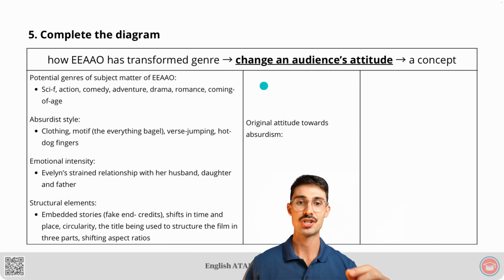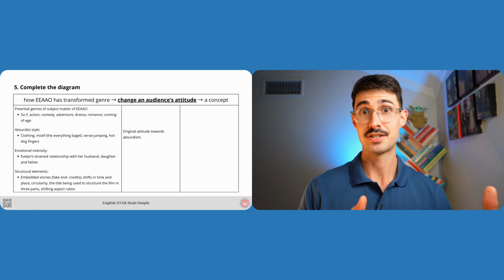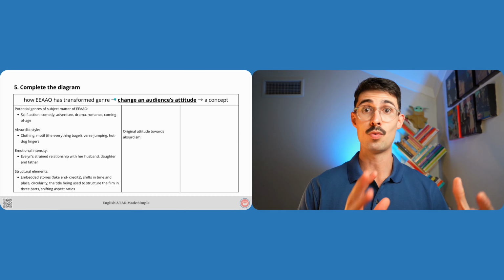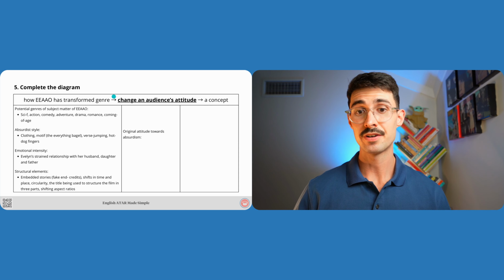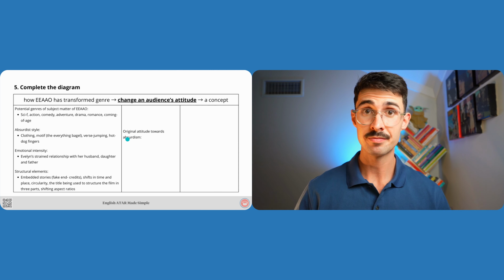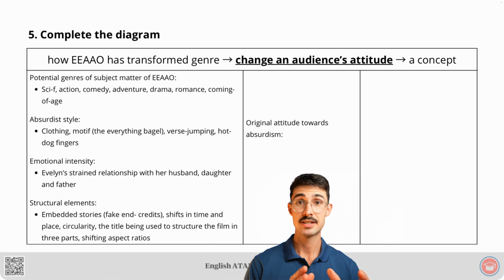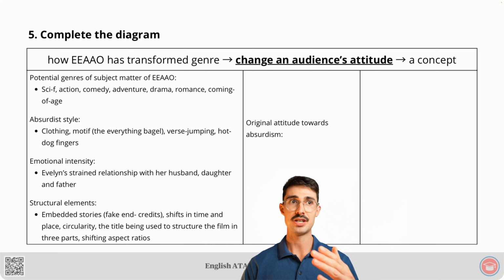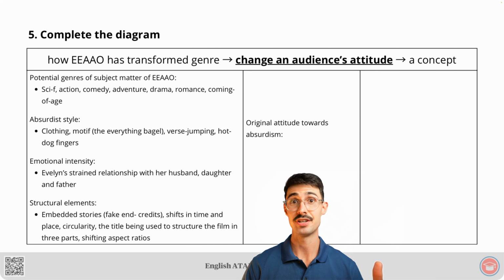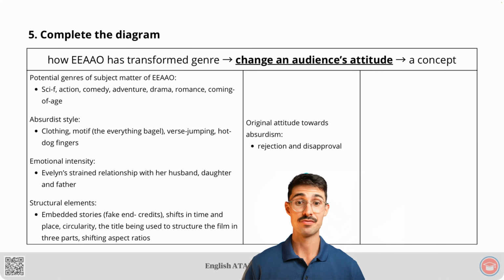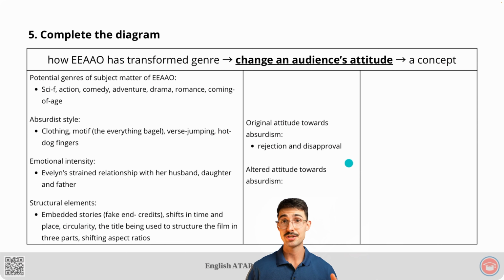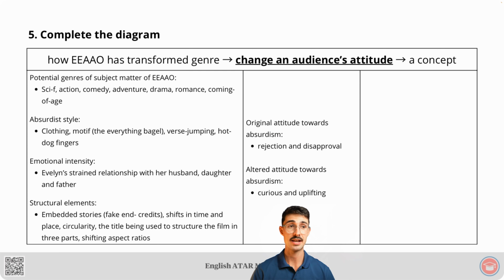Now let's look at the change an audience's attitude part of the question. Again, looking at the nuances of this question, the word change implies that one thing is going from an original state to a changed state. So the relevant concept we're looking at is absurdism. And in this column, we want to state what the original attitude towards absurdism is, and then what the changed attitude towards absurdism is. The original one is one of rejection and disapproval, and the altered or changed attitude towards absurdism is one of curiosity and being uplifted.